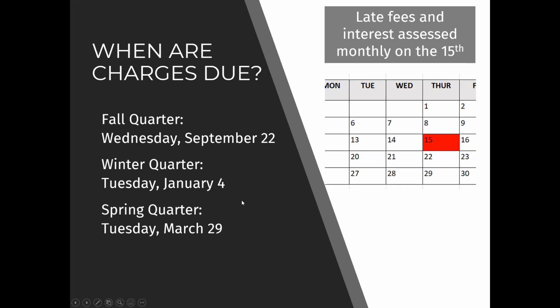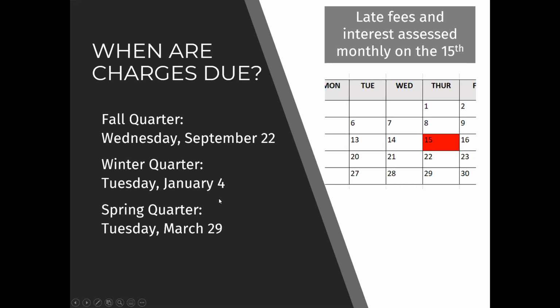We do assess late fees on any past due balances on the 15th of the month. So for fall quarter, that doesn't happen until October 15th. And then we assess them in November and December for the fall quarter charges. If you have outstanding charges that are not paid, you receive a late fee in October, November, and December. Basically, we assess late fees 3 times a quarter.